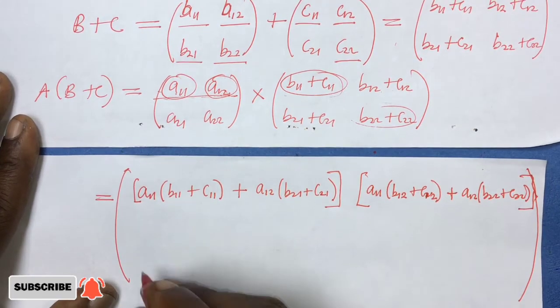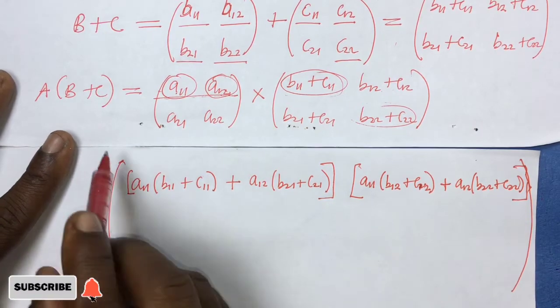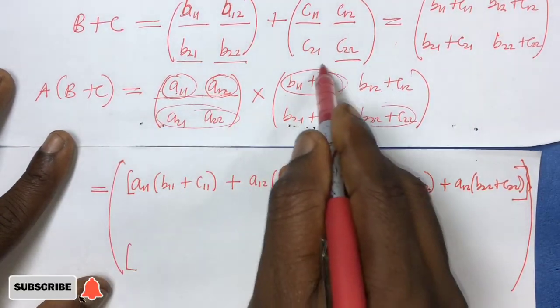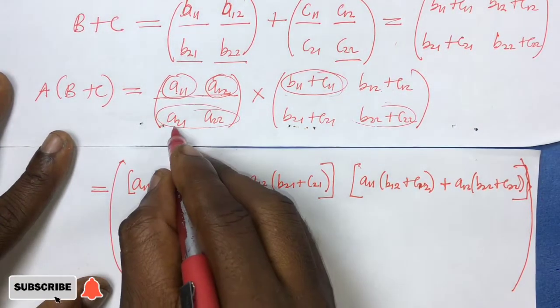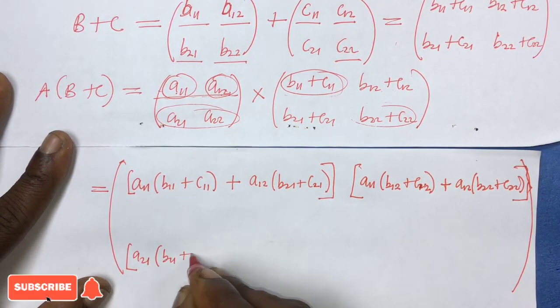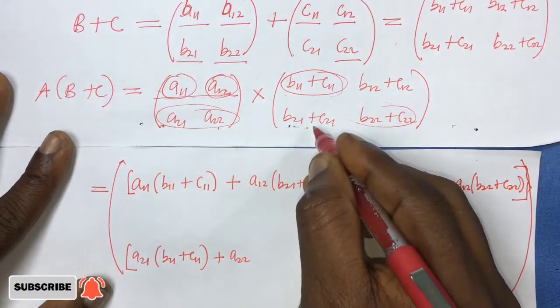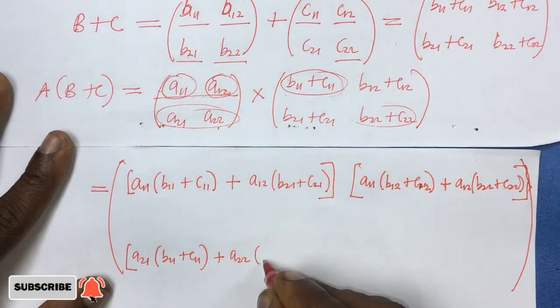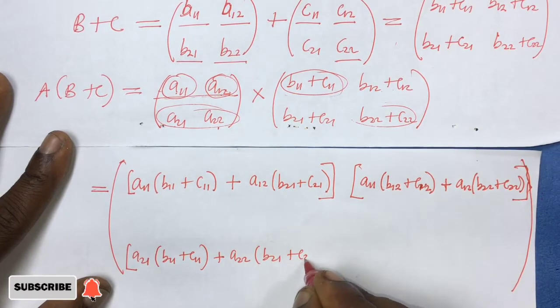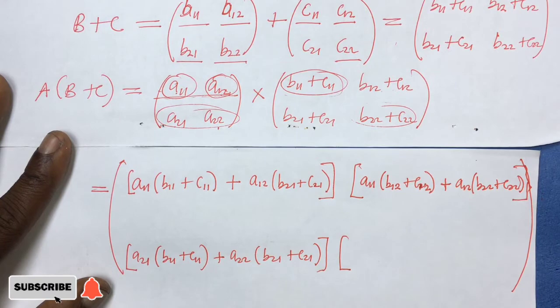Now if you go to the next one, the second row will now multiply each of these columns, and that will give you A21 times (B11 plus C11) plus A22, this times this, the second, (B21 plus C21). Close your bracket, come to the next one, okay?